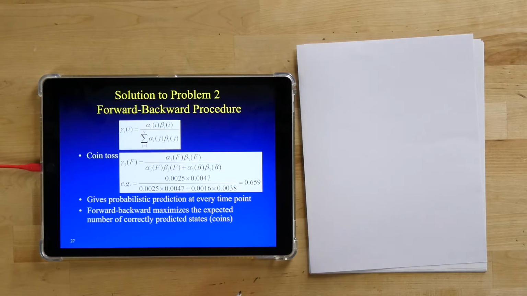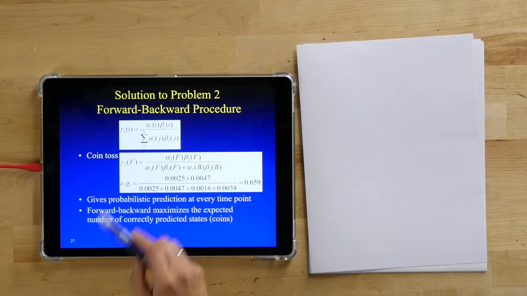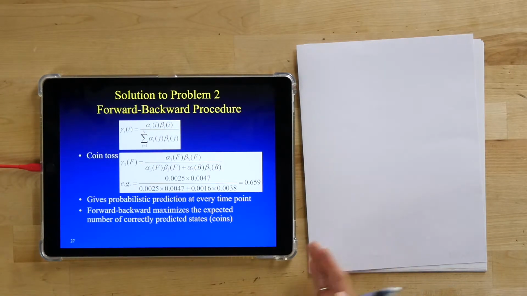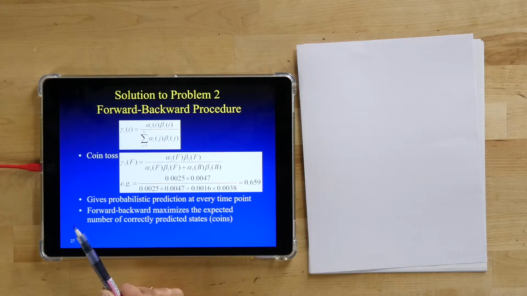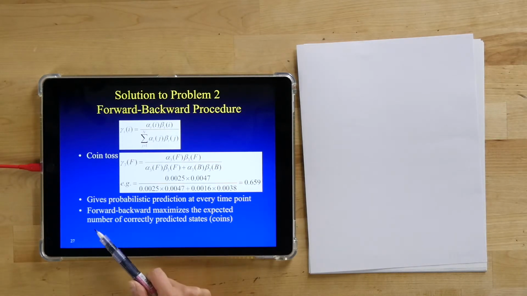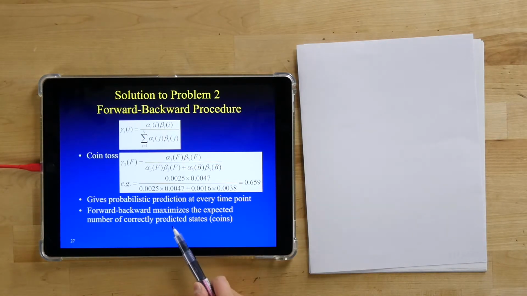In fact, at each location, we have a probability estimate. So in some locations, I'm super confident. Say, supposedly the gamma fair coin could be 0.99. But some other locations, even though I made a guess that this is a fair coin, maybe the gamma value for fair coin is only 0.55, then you know that you're not so confident. And so the forward-backward procedure can maximize the expected number of correctly predicted states.